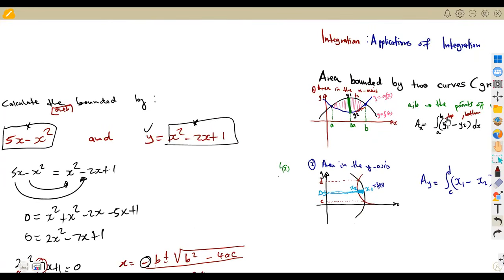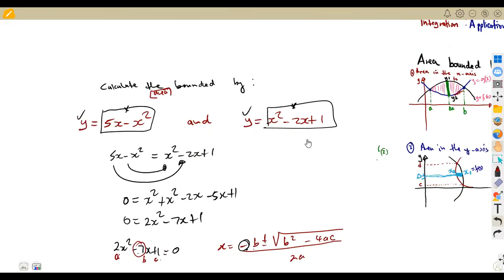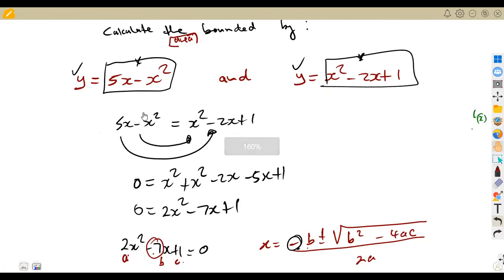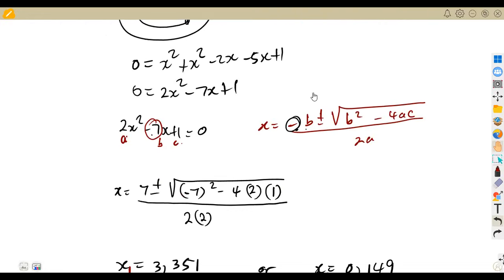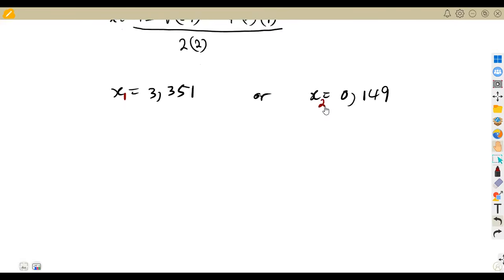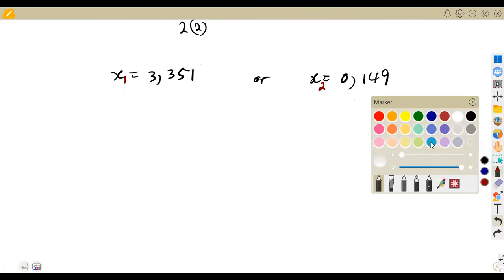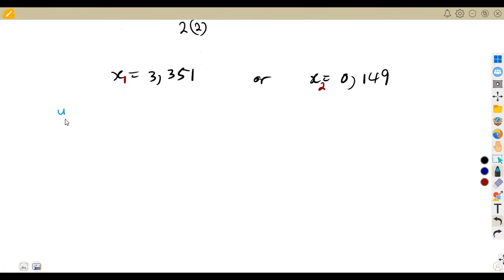All right. So like I said, if you're given two functions, our area is going to be like this. Let us check what is going to happen in between these two functions: the graph of y is equal to 5x minus x squared, and the graph of x squared minus 2x plus 1. Remember, if we sketch these graphs, we're going to see that they will intersect, because we've got the point of intersection. Let us start with the graph of y is equal to 5x minus x squared.